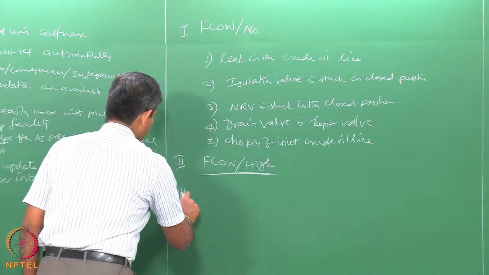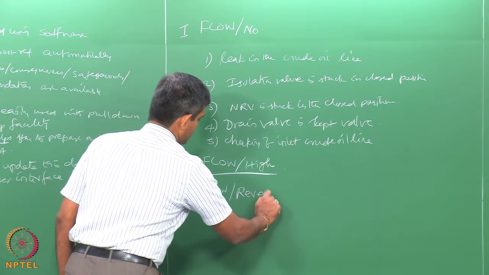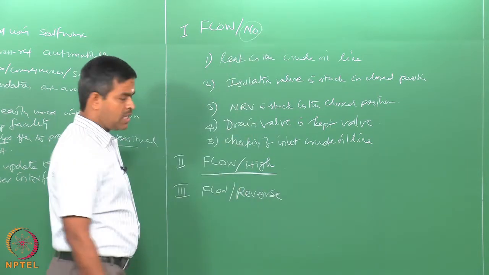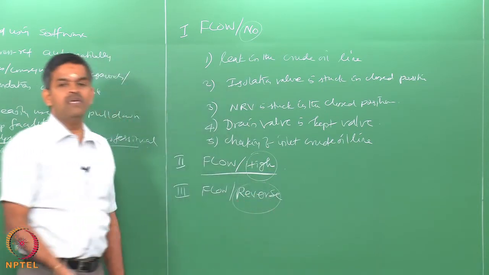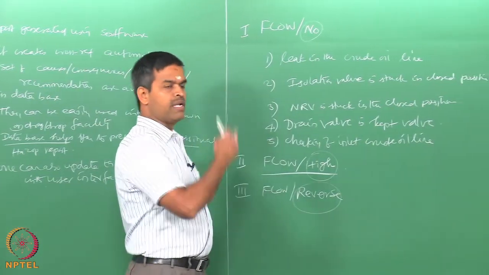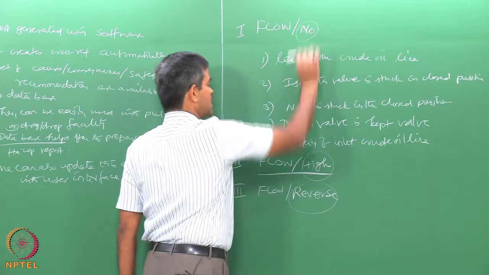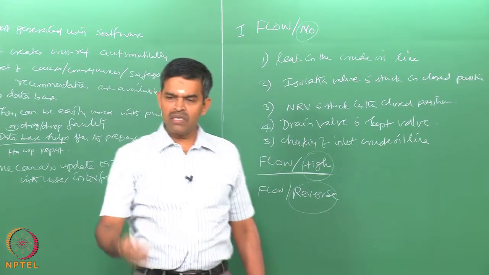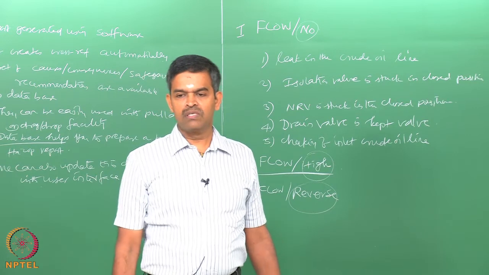So, the third could be flow reverse. The first case was there is no flow, the second case was there is a high flow, the third was a reverse flow. So, one can easily see here what are those secondary words getting combined with the primary words, or what are those deviations expected from the design intent in a given Hazop report. So, you get an experience of learning this by studying more and more Hazop reports.